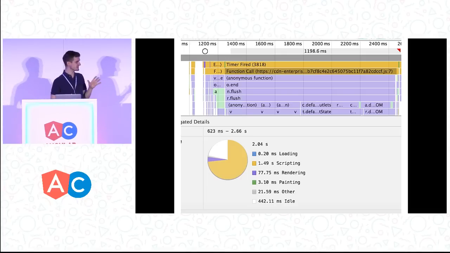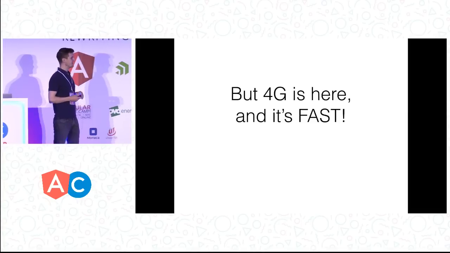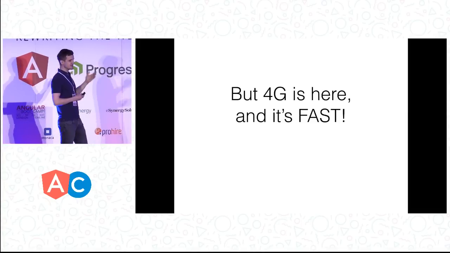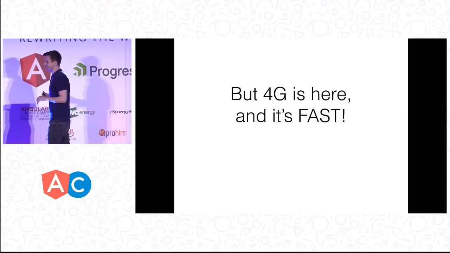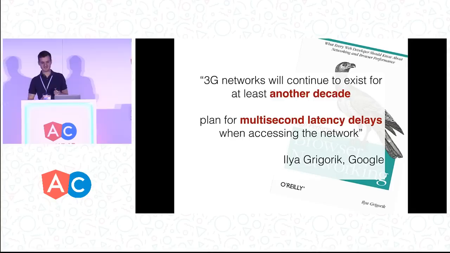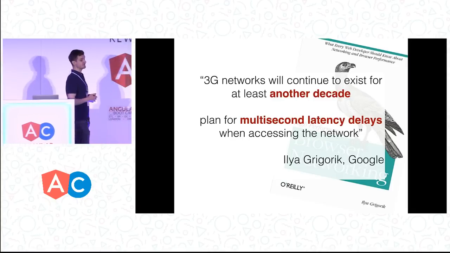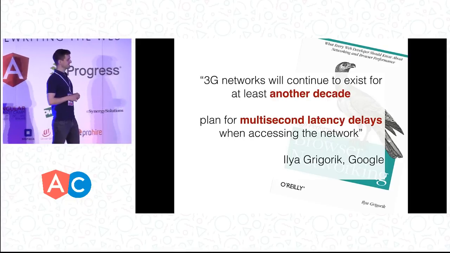Now, there are probably those among you who are saying, you're making this sound a lot worse than it is. And one of the things you're going to say is, well, you were testing on 3G, and 4G's here, and 4G's incredibly fast. And I'm here to say, I'm sorry, that's just not true. First off, 4G is coming. In the UK, we have a lot of stuff branded as 4G. Some of it's 3.5G. Some of it is just 3G.